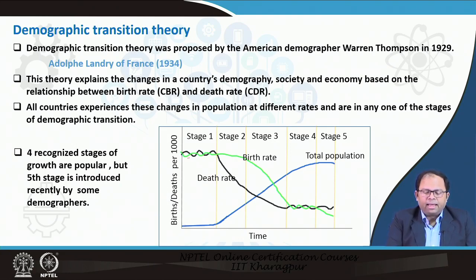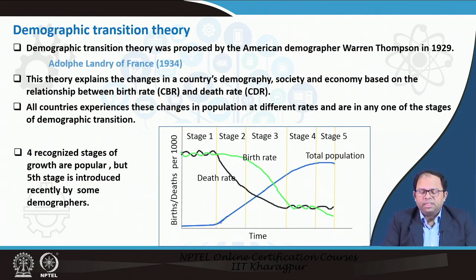this black line is the death rate and this green line is the birth rate. Initially, in the first phase, or stage 1, birth rate and death rate are more or less similar or fluctuating. Sometimes birth rate is higher, sometimes death rate is higher, and the population is more or less stable. And the population is at a lower level actually. And then the death rate is coming down, and the birth rate is more or less stable in stage 2.